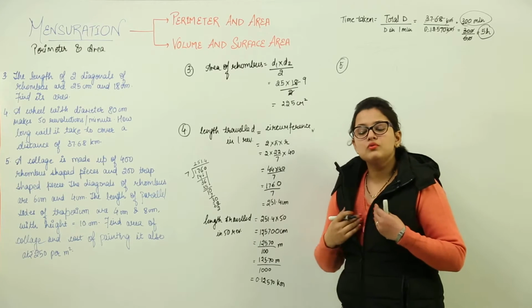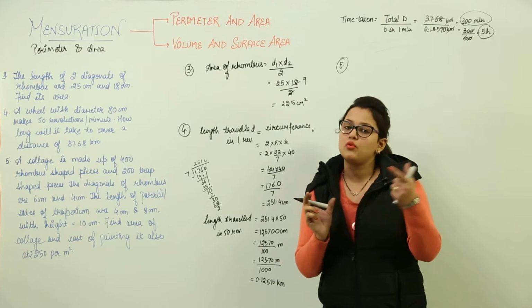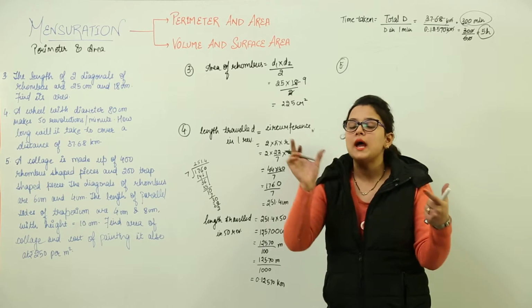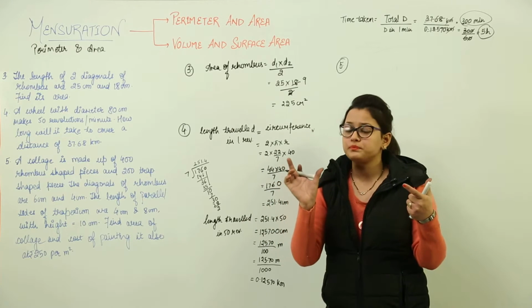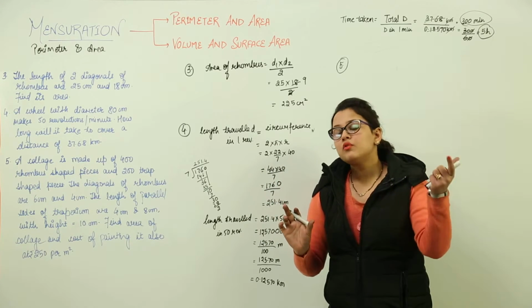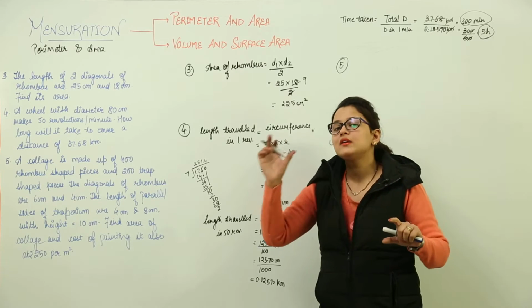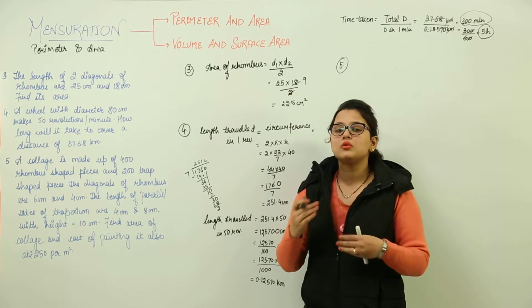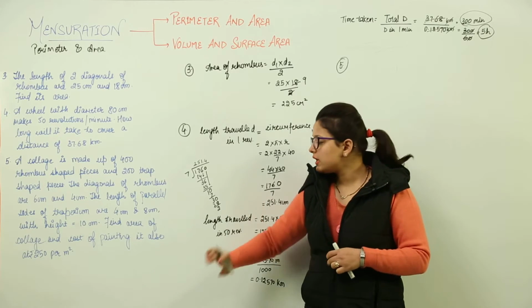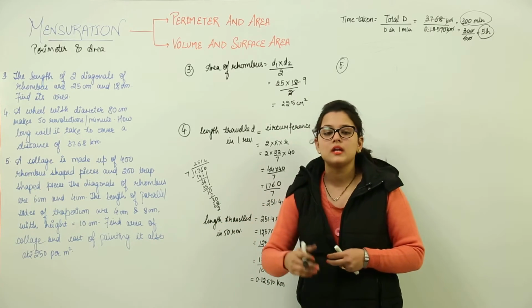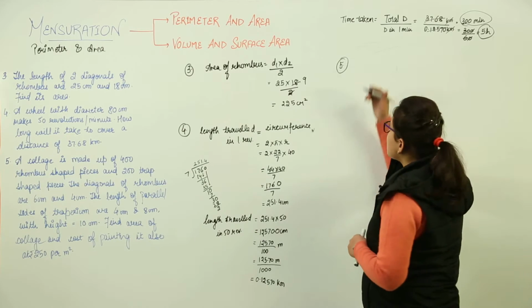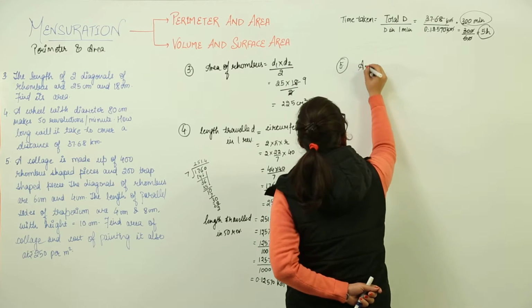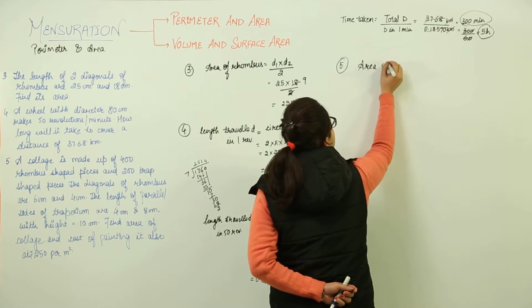Now we know that the total area will be made up of 400 rhombuses and 200 trapeziums. So what should we do? We should find out the area of 400 rhombuses and 200 trapeziums. We will add both the areas and we would get the total area. Then we will multiply it with the cost per meter square and get the answer. So let us get started. First of all, we will find out the area of one trapezium.